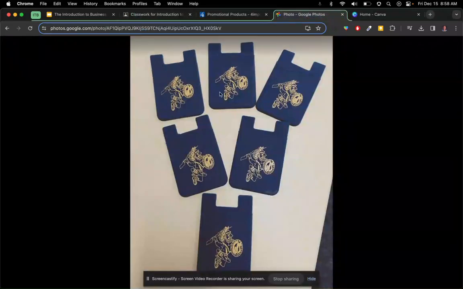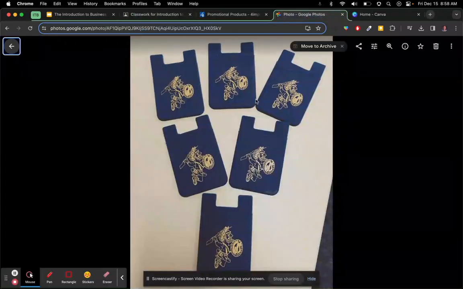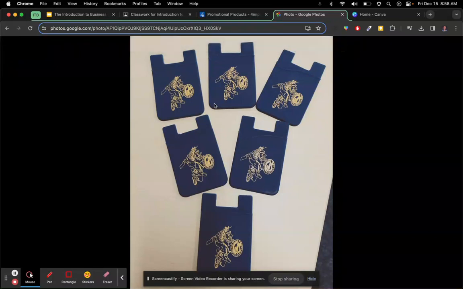In the past, here's an example. This was one that was done by a class a few years ago. These are sticky wallets that would go on the back of your phone, and you could put your ID, credit cards, cash. But as you can see, they're also customized to this group's target audience, which was obviously GBS students.